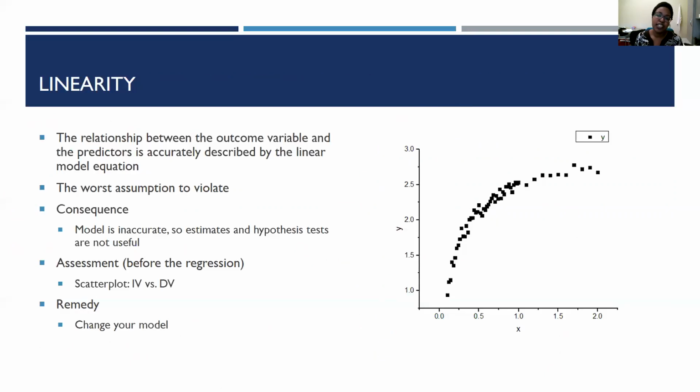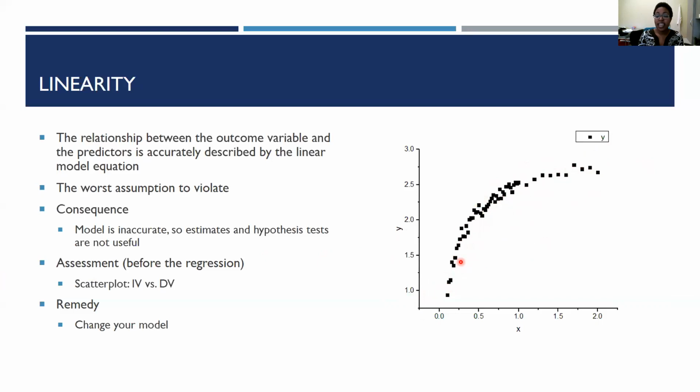All right, so the first assumption is linearity. Linearity says that the relationship between the outcome variable and the predictors is accurately described by the linear model equation. That there's a line, basically. This is the worst assumption to violate, but also the easiest to fix. So the consequence of, say, trying to model a straight line here, when this data is very clearly a curve, is that our model is going to be inaccurate, right? There's not really very much point estimating a line that goes more like this than it actually fits with the data. It's not going to fit. Our estimates and our hypothesis tests are not going to be useful.